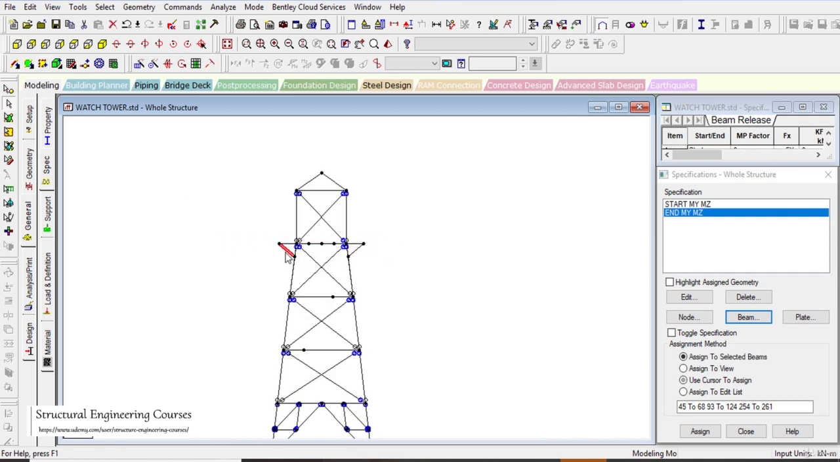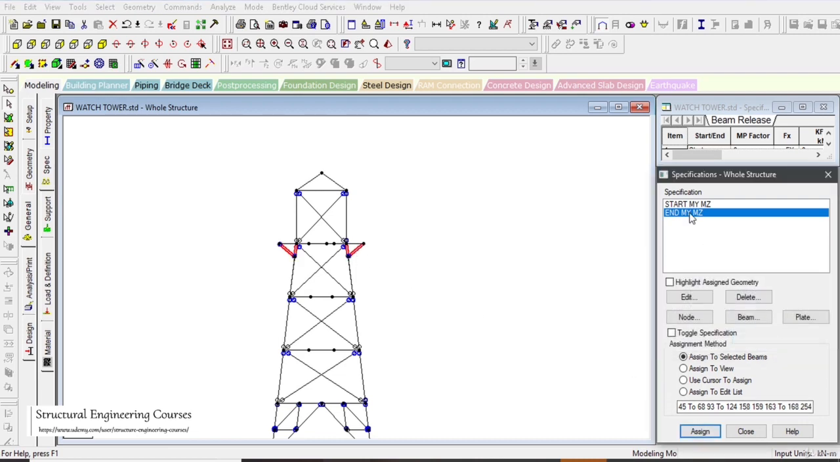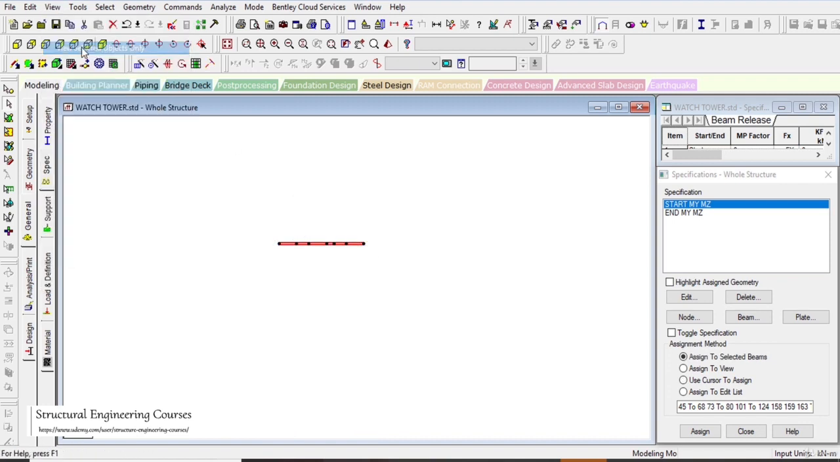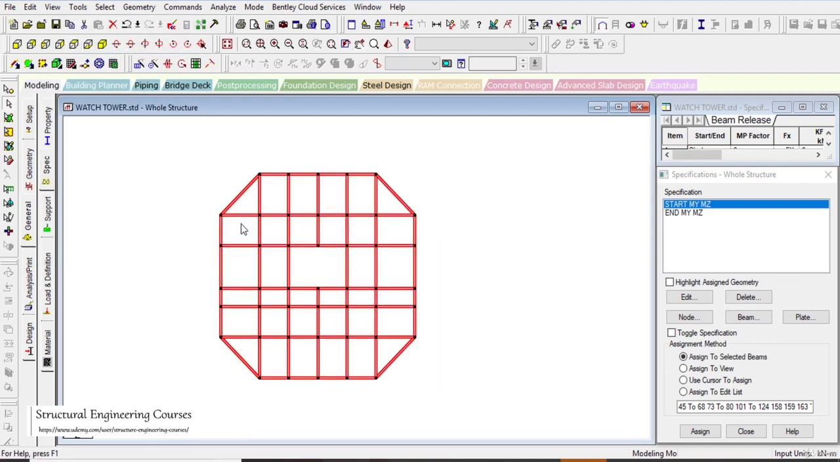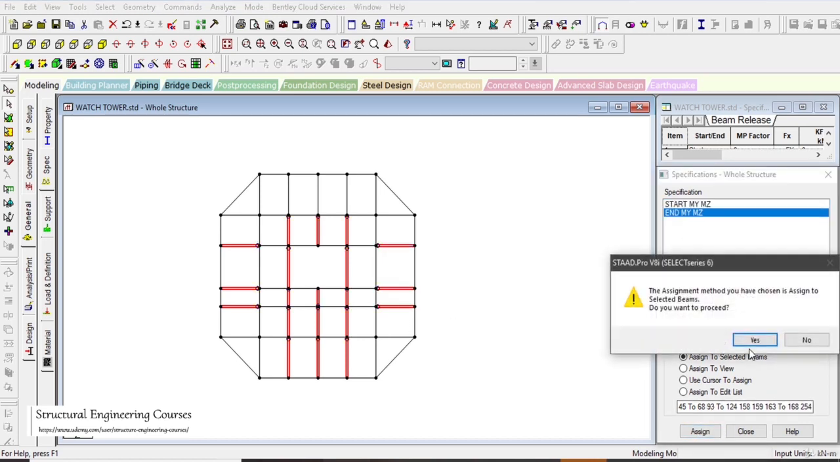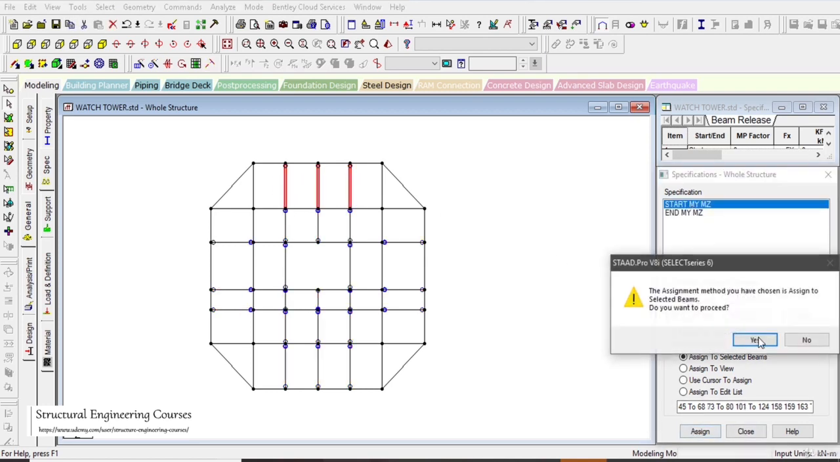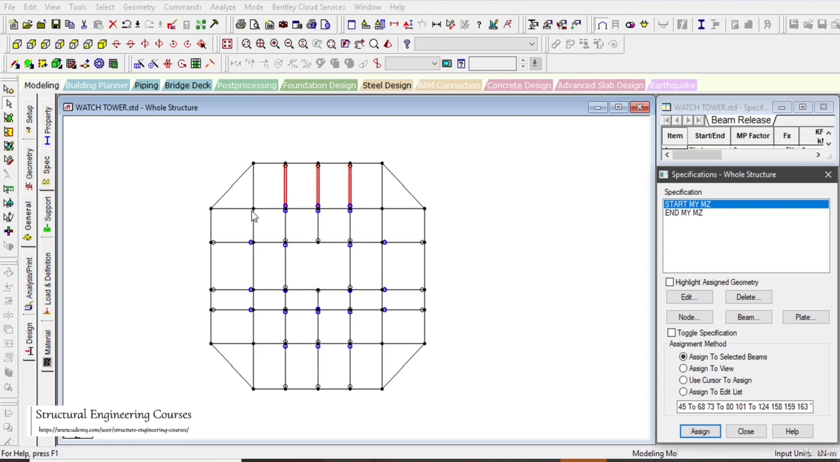So we can select these brackets here also, and we can assign start and end MY MZ. I know there must be a lot of questions in your mind about how we are going with all of these releases here. So if you have any question, feel free to ask in the question and answer section. Basically, all of these beams are simply supported beams. This thing also I had explained in the previous lectures, how we can understand where and how to release the members.